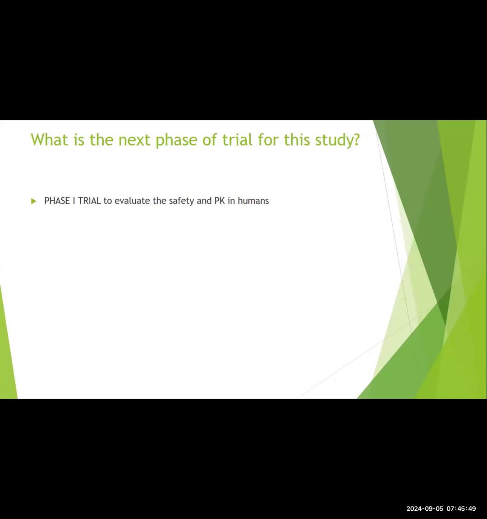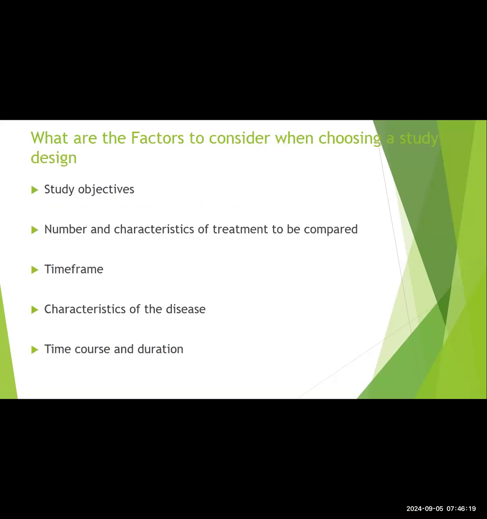So going to the next question, what's the next phase of trial? So the next phase would be phase 1 trial. Like I said, the question stated that the antihypertensive safety has already been done in the preclinical phase. So the next phase would be phase 1 trial. This is to evaluate the safety and the pharmacokinetics in human participants. Following which you have the phase 2, phase 3, and phase 4 trial.